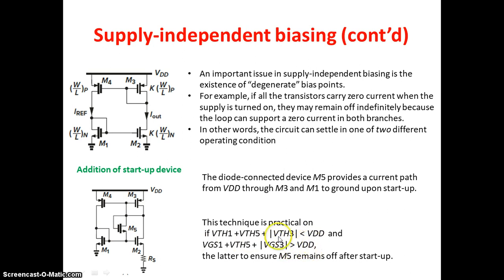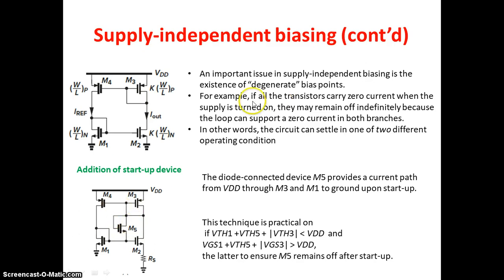Why we want to have this effect is, after the initial turning on, my M5 needs to be in a turned off state. In order to achieve that, I need to make sure that VGS1 plus VTH5 plus the magnitude of VGS3 should be greater than VDD. It suggests that if I have higher values of VGS1 and VGS3, it makes sure that M5 goes to a turned off state. That is what it is trying to tell, that the problem can be overcome.